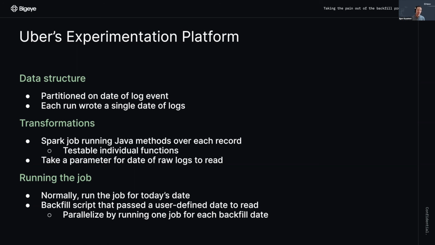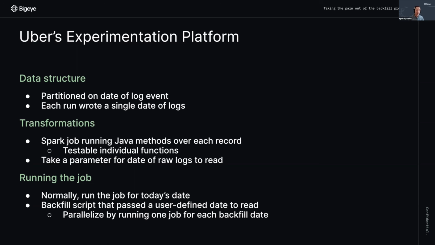And then we wrote a small backfill script that took the same transformation, the same job that we were using to do the processing incrementally going forward. And then that would pass in a user-defined date to read for backfilling. So if I had to reprocess 7 days worth of data because we had late arriving data, for example, then I could parallelize that and run one job for each backfill date that I wanted to. All 7 of those would run simultaneously, and I could backfill all 7 partitions in 7 commands that were all pretty much the same thing, or one command with a for loop if I really felt like it.